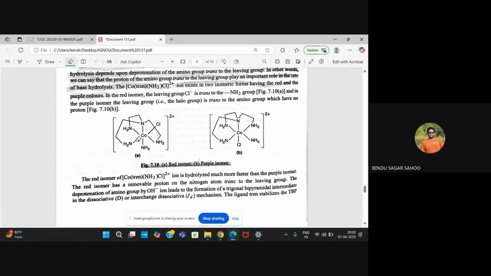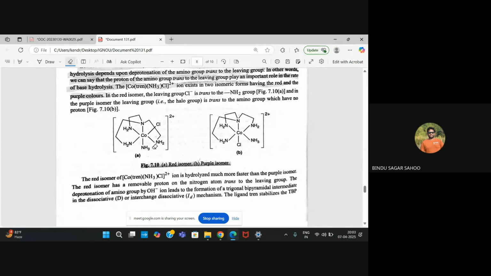Okay, this is another example of two other complexes of the same complex. These are two isomers. This is called the red isomer. This is called the purple isomer. In the cobalt attached with a trien complex.